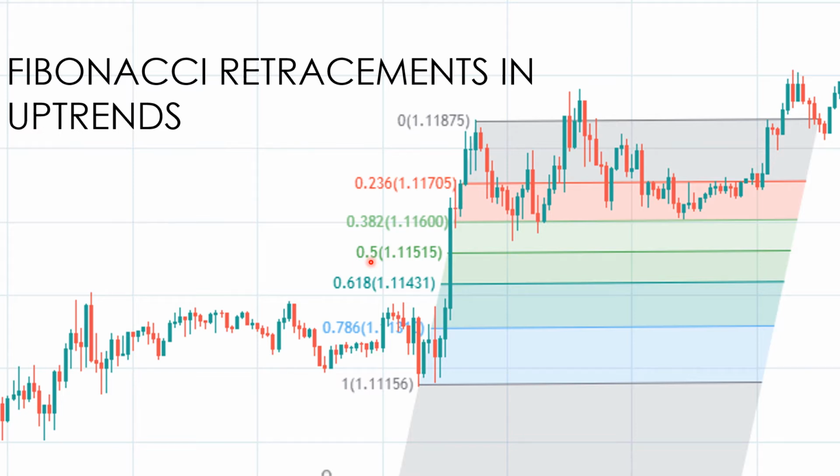Anyway, what you can see here is that the 38.2% one, or the 0.382, was tested, but price was unable to close below it. So it then went back up, resuming the trend. But if you're looking at a longer time frame, you'll see that this became a significant support level, being tested 1, 2, 3 times before carrying on the uptrend.